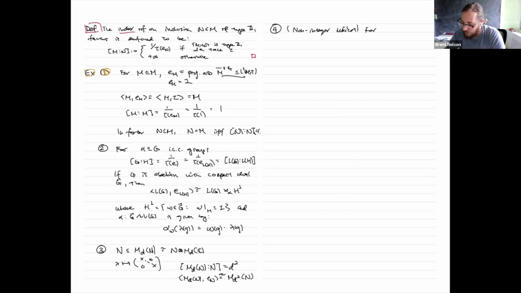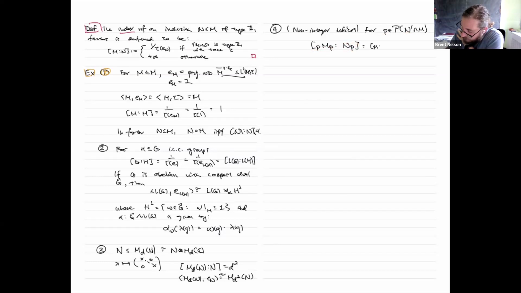And the way you do this is if you take a projection P in the relative commutant of N, so P is a projection in M that happens to commute with the subalgebra N, then there's a formula for the index for these corners. Because P commutes with N, we only have to compress on one side.